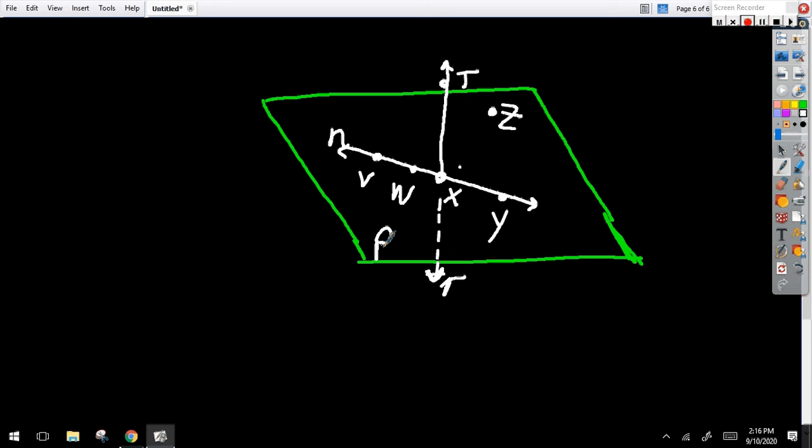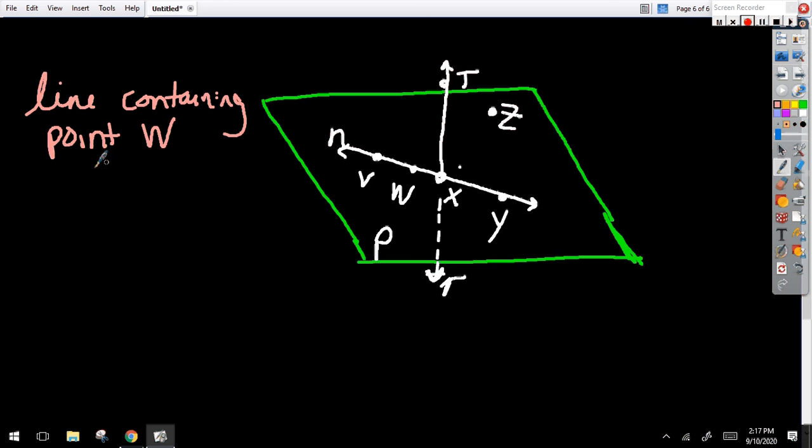And so we've got some questions here that we're going to answer. This is a good point as we go through here: if you want to pause as I ask the questions, you can go back and answer them, and then you can play and see if you got them correct. So the first thing is we want to name a line containing point W. If you want to pause for just a second and do this.